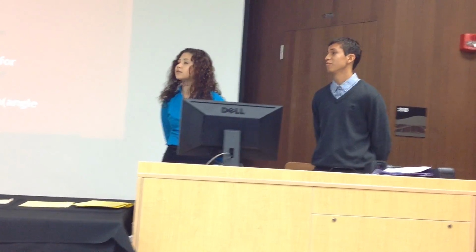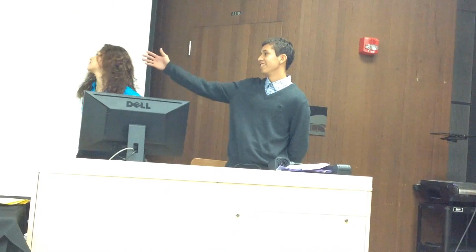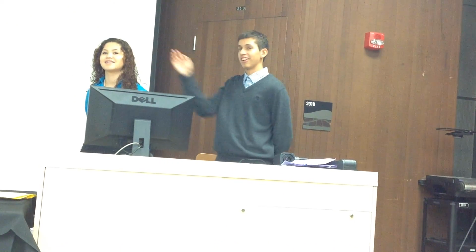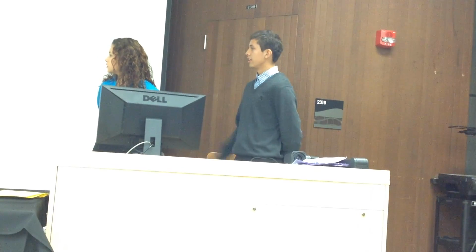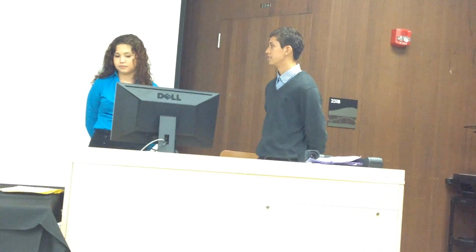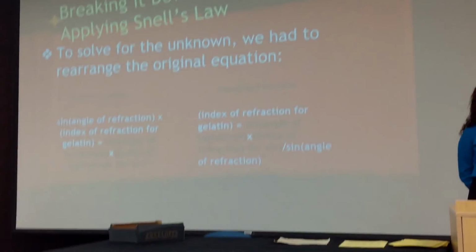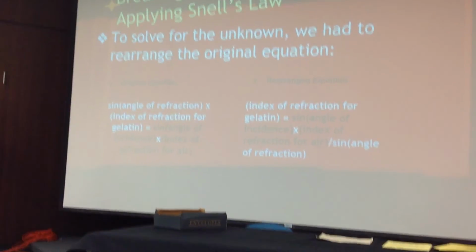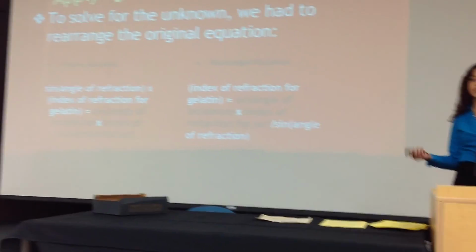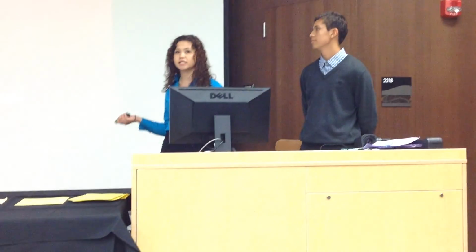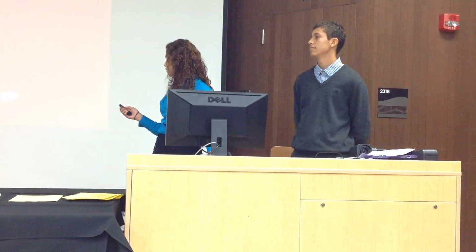Lucky for you guys, we put in the work, so now you can just throw that left side equation out of your way. And once we rearranged the equation, it was more like index of refraction for gelatin is equal to sine angle of incidence multiplied by the index of refraction for air divided by sine angle of refraction. And we had to do this because we had to solve for the unknown, which again was the index of refraction for gelatin. So we had to use algebra.